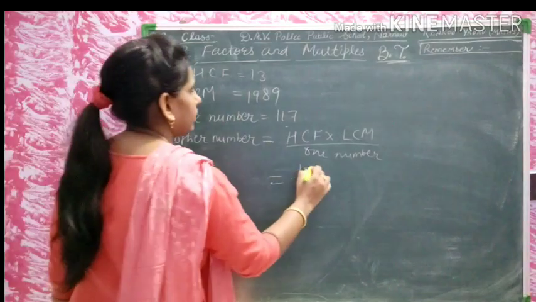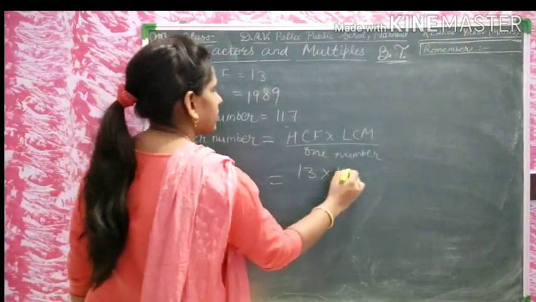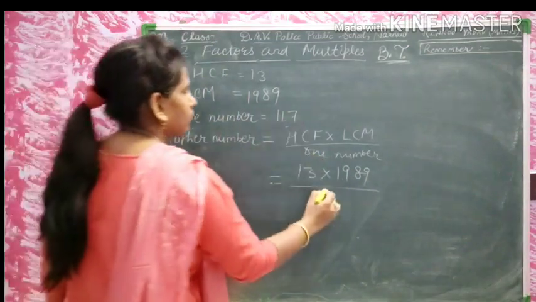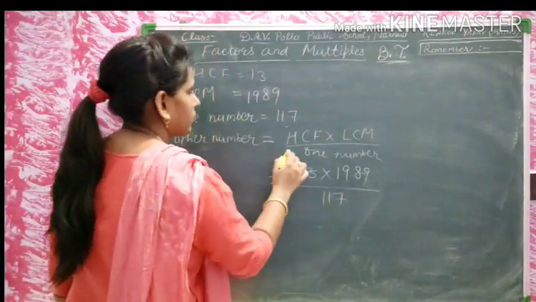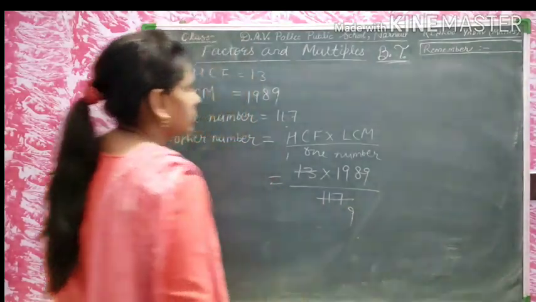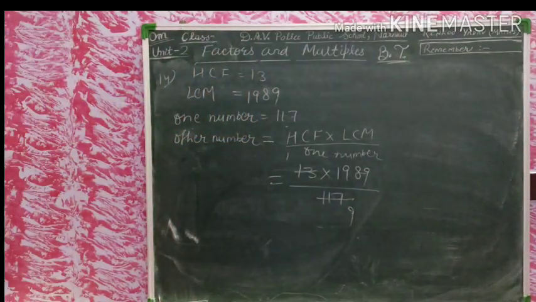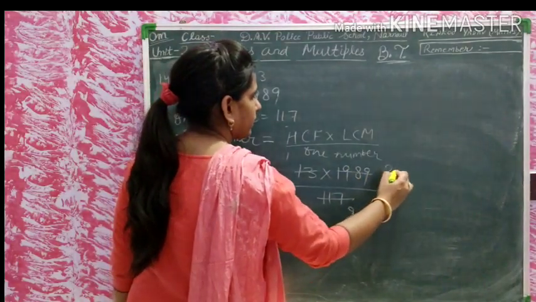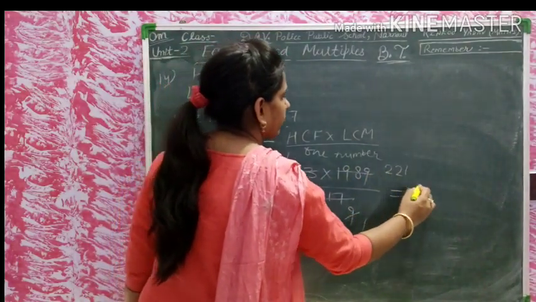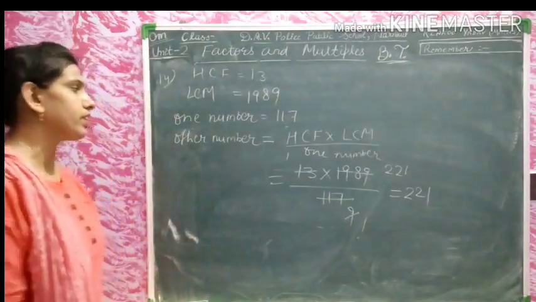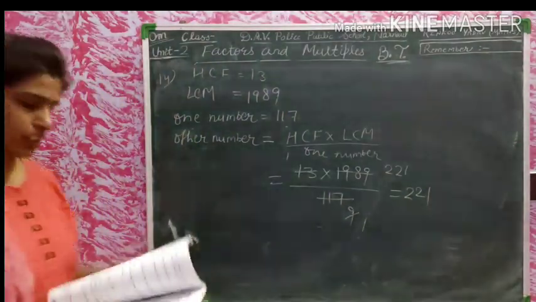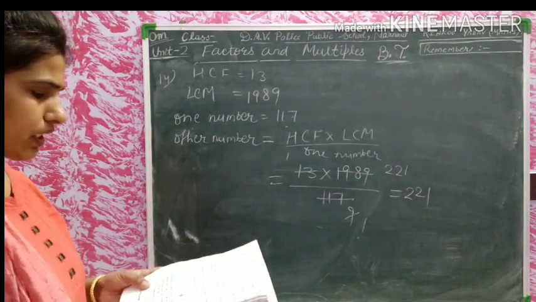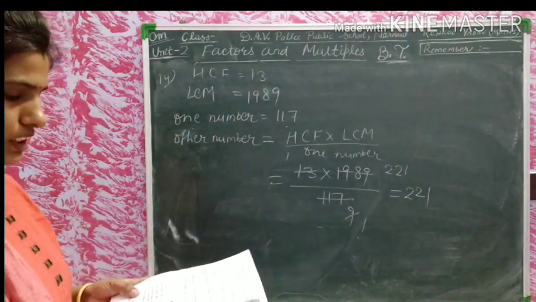HCF is 13 here, into the LCM 1989, divided by one number, that is 117. 13 1 7 13, 39, 117. Now it will be divided by 9: 9 2 18, 9 2 18, 9 1 9, and we will get 221 as the other number. Is this clear, students?